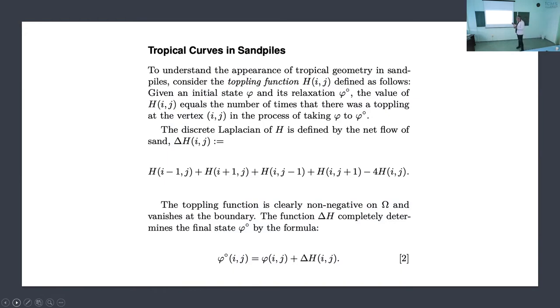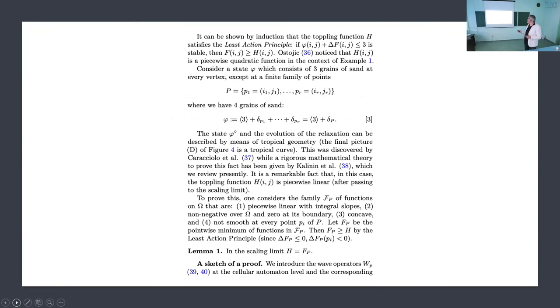Yesterday we explained that there is a function that controls the sample relaxation. This function, the real state of the sample plus the Laplacian of this function, gives you the final state of the sample. We also showed yesterday that there is this inequality: the initial state plus the Laplacian of this function is less than or equal to 3. If you take the space of all functions that satisfy just this inequality, you don't know a priori that they solve your problem.